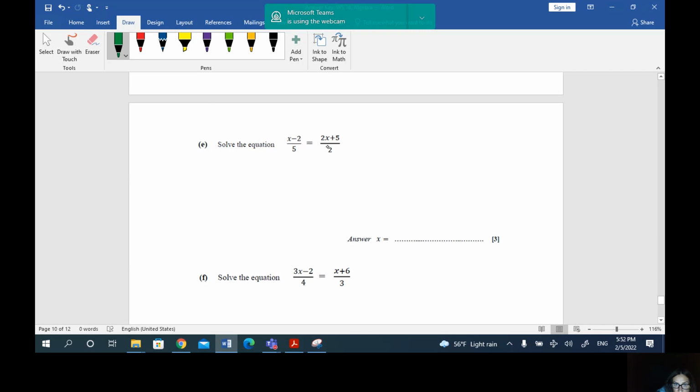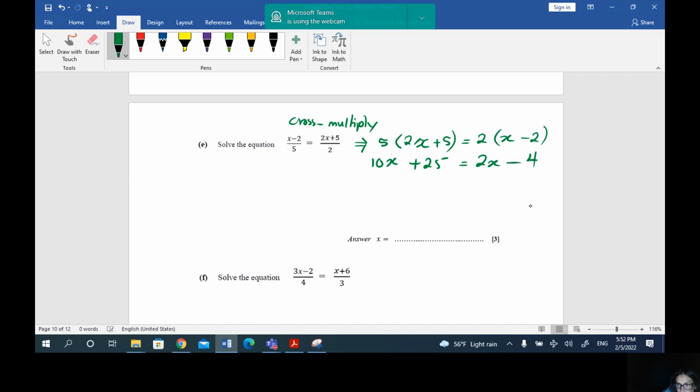Okay, here we are going to cross multiply again. So we're going to say 5 times 2x plus 5 is equal to 2 times x minus 2. Fine. 5 times 2x is 10x. 5 times 5 is plus 25. 2 times x is 2x. 2 times negative 2 is negative 4.